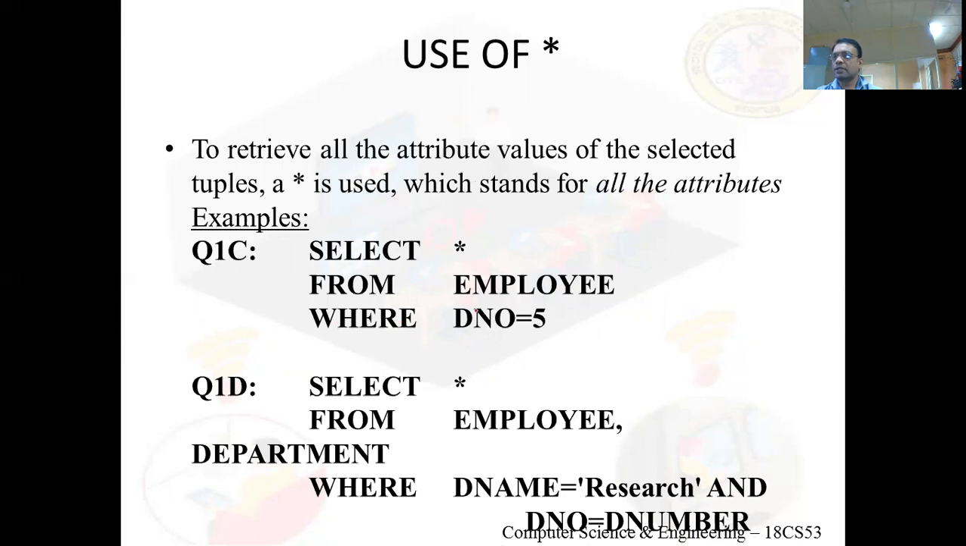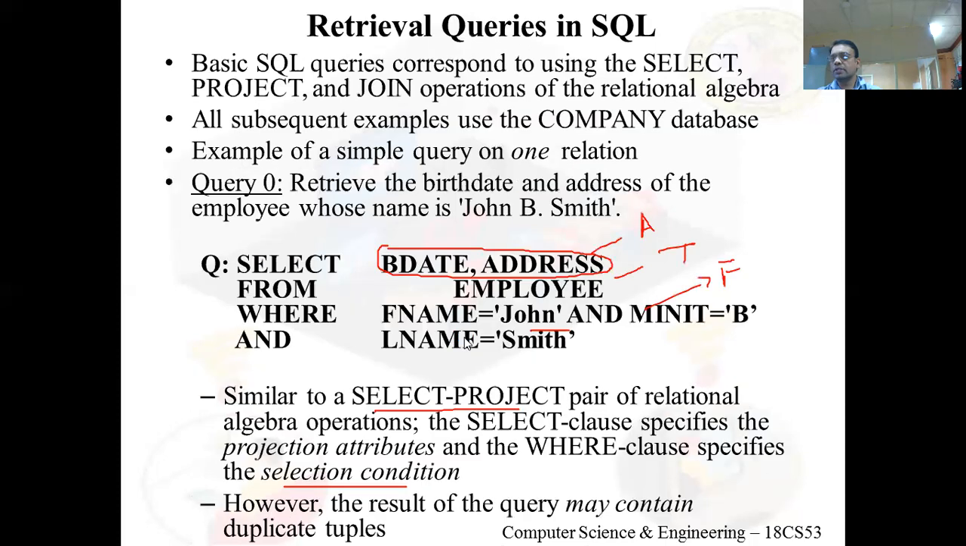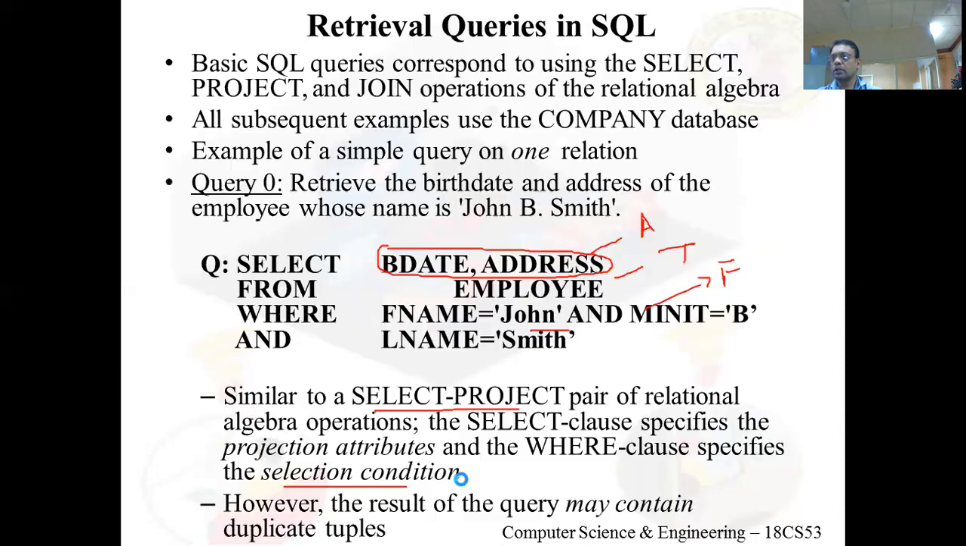So, use of star. Star means selecting all the attributes. Here I'm not specifying any of the attributes. I'm using the wildcard star to retrieve all the attribute values of the selected tuples. Star stands for all attributes. Select all the attributes from employee where department number is 5. Now this query is going to select the first row, second row, third row, fourth row, with all the attribute values selected.